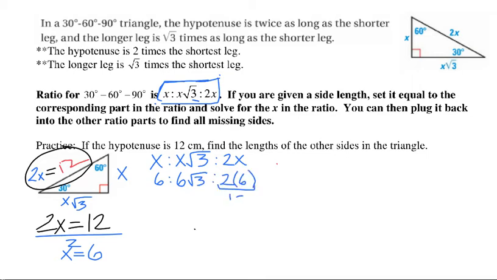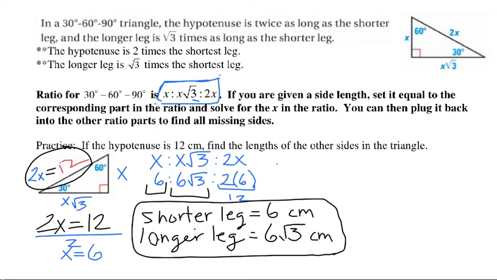So if you want to find the lengths of the other sides in the triangle, if you notice right here, now I have those 2 lengths. This is the way that I would write my answer: I'd say that the shorter leg is the 6, and remember that comes from our ratio right there, and the longer leg is 6 square root 3, and that comes from the middle part of our ratio.